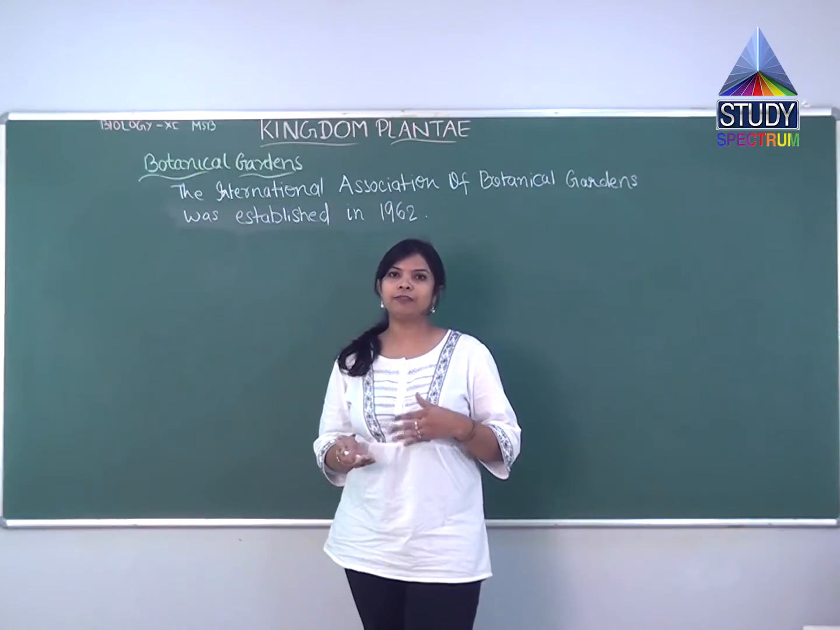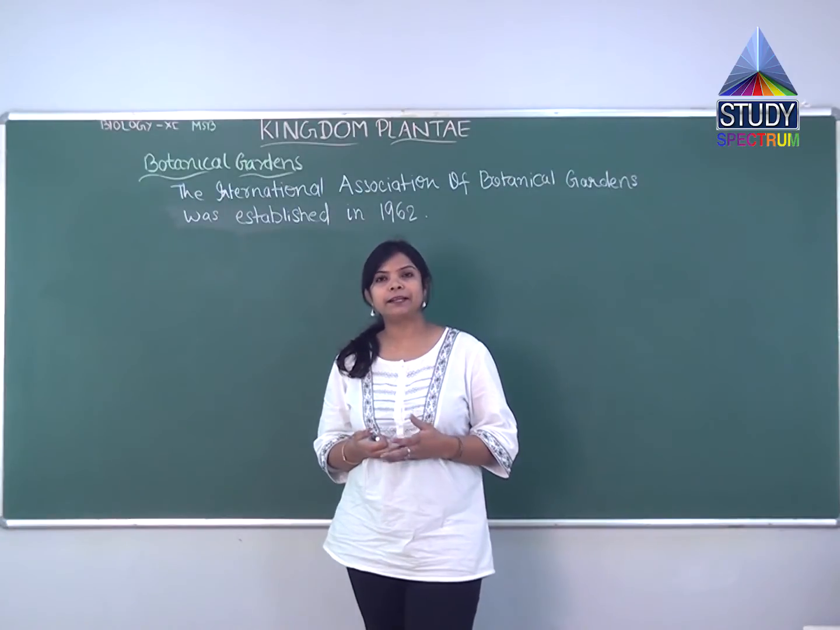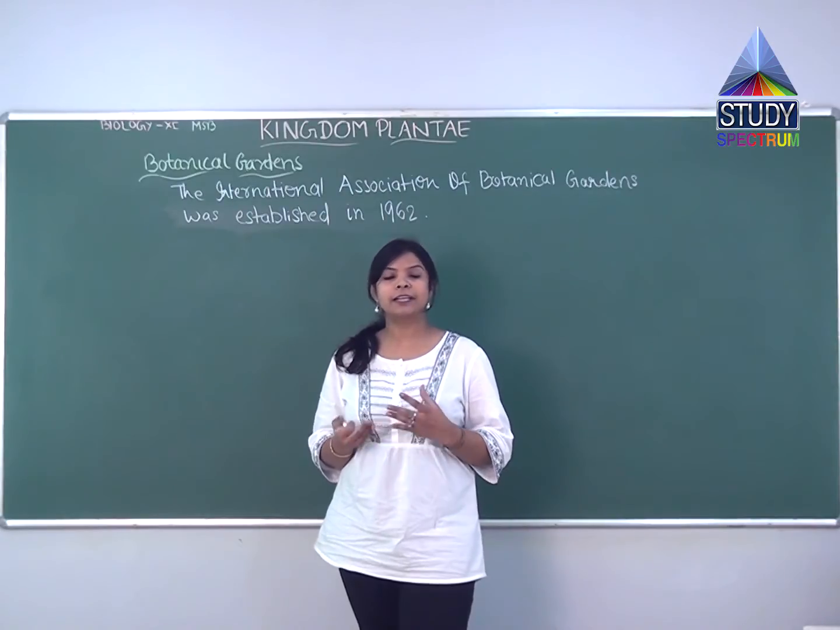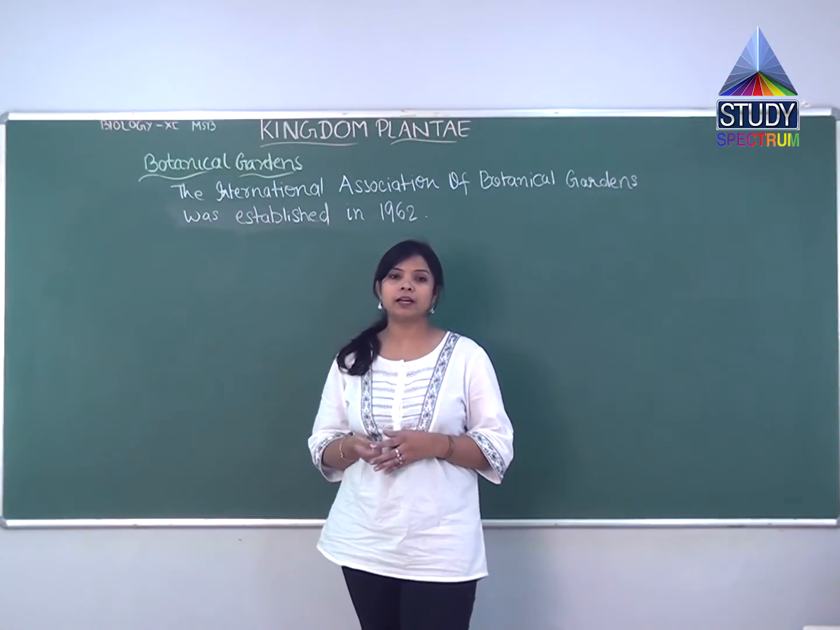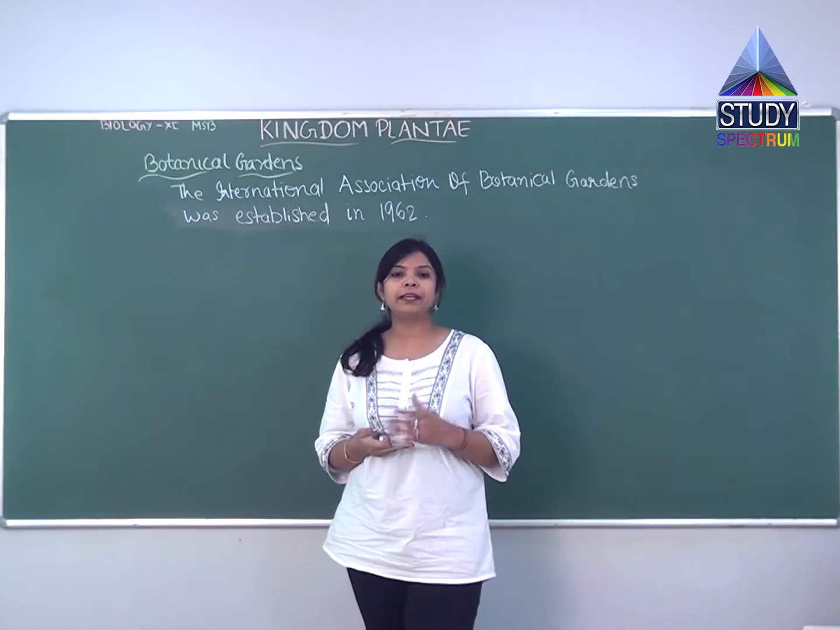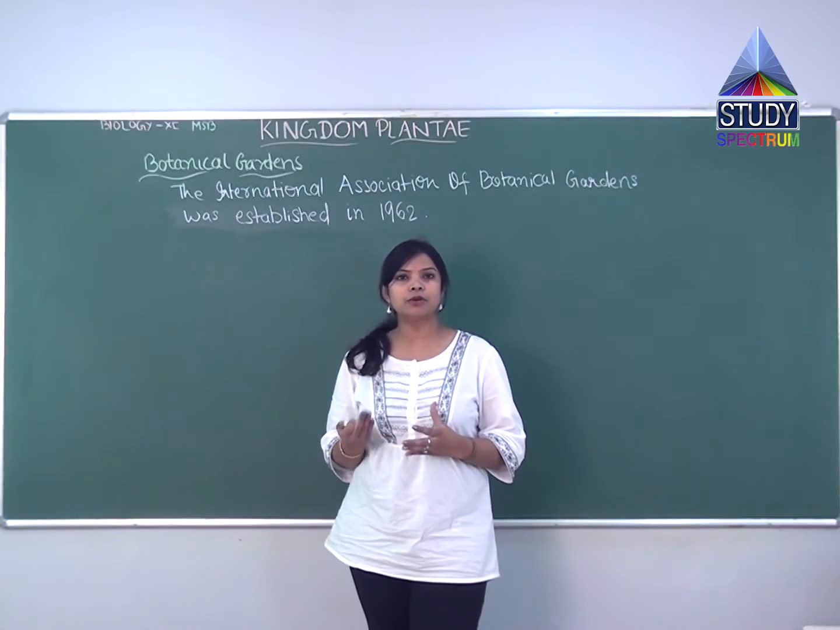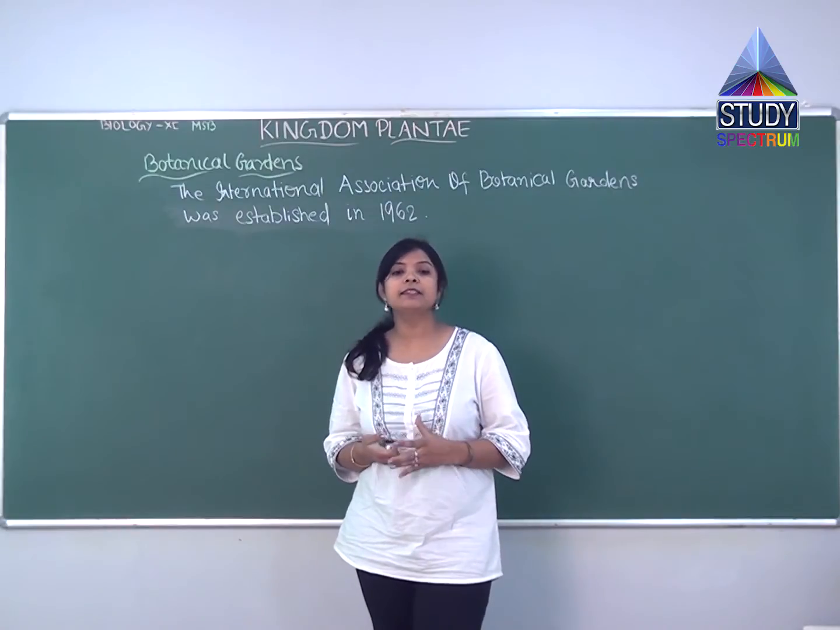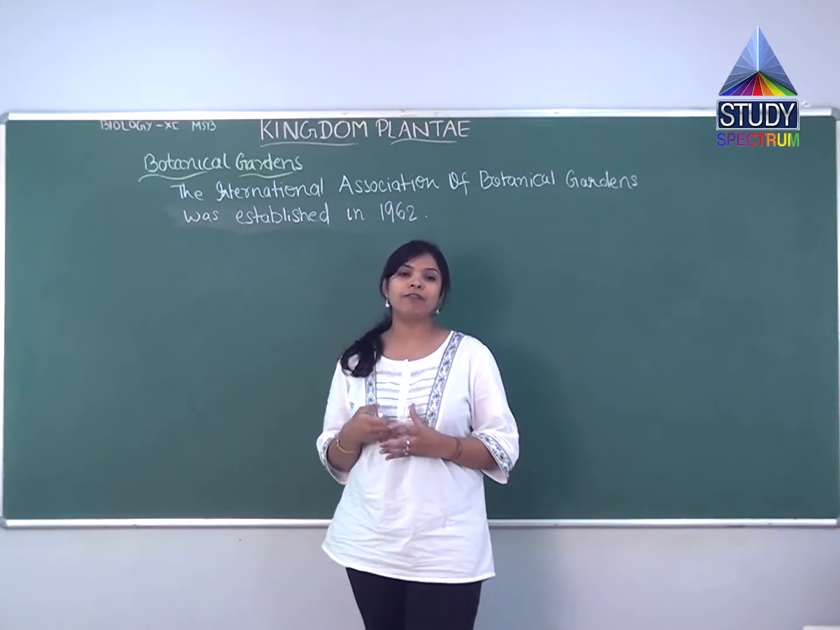The pollen grain has to reach the female reproductive part. So how will the pollen grains reach the female reproductive part? Firstly, they have to reach the stigma, that is the part of the female reproductive part. It includes stigma, style and ovary.